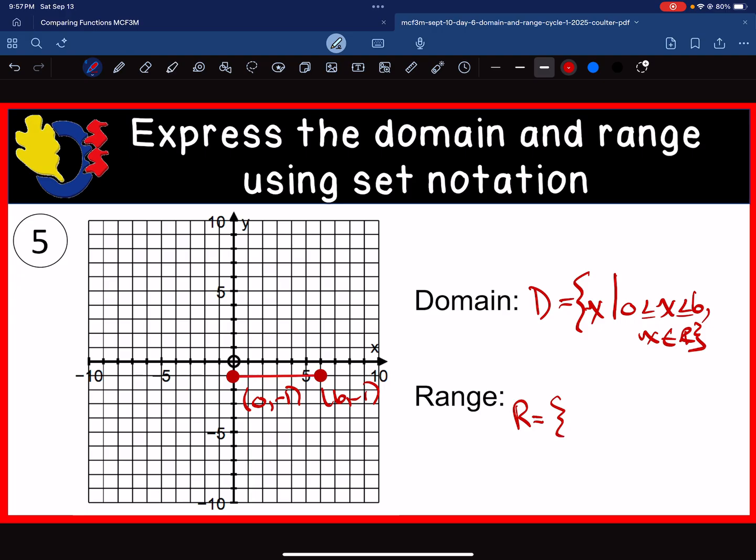And the range is a set of y values such that y is equal to -1. So there's only one possible y value, and because it's written twice, we just need to write it once, y is equal to -1, and you can close your brackets. We could also write it as R is equal to -1 in curly brackets, and that's fine.